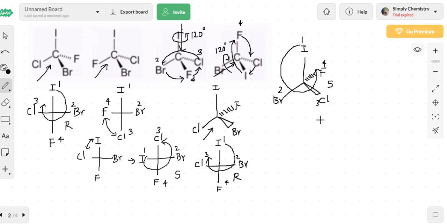Even if you want to draw the Fischer notation, I encourage the beginners to draw the Fischer notation. It will be easy for us. So 4 is already projected down, so 3 is here, 2 is here, 1 is here. So you could see that the direction is counterclockwise, and it is S. Let us see a few more examples.